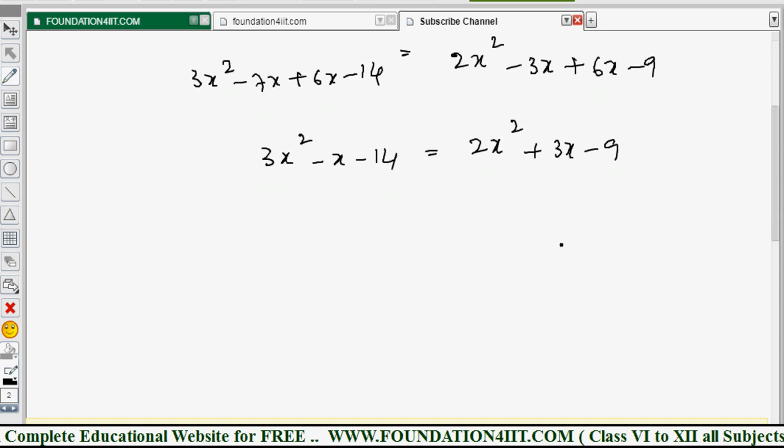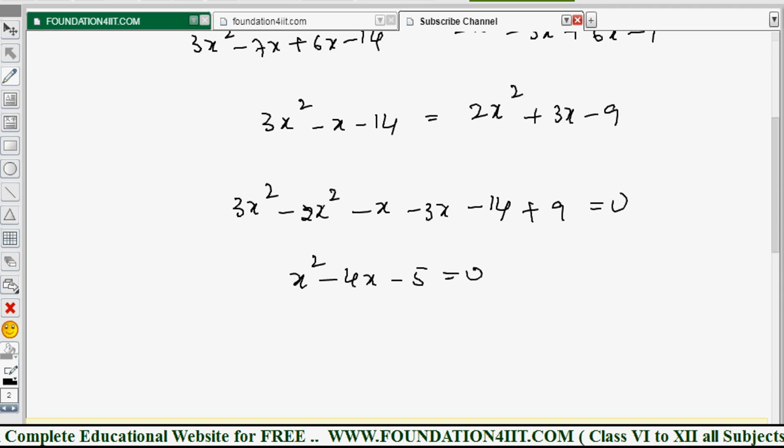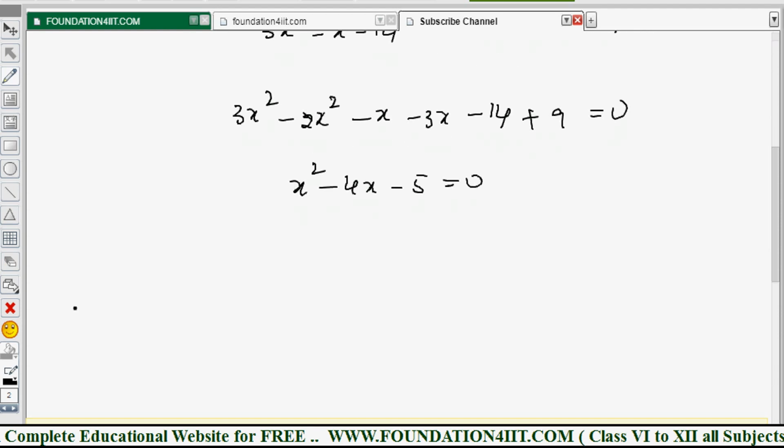Now take all the terms to the left side because we need to convert it to general form. So 3x square minus 2x square, minus x, and 3x to this side becomes minus 3x, minus 14 already on the left side, and this is plus 9. When you take these three terms to the left side, change the sign, right? Now this is x square minus 4x minus 5 is equal to 0. So finally we got x square minus 4x minus 5 is equal to 0. Now this is in general form, right?